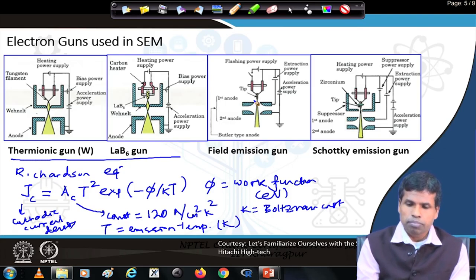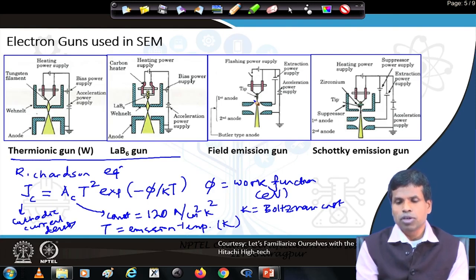Very fine, sharp tungsten tip is used. And when we apply voltage across the cathodic tip of tungsten and anode, then what will happen? A large field will be accumulated at the tip of the tungsten wire, and at that high field, electrons will tunnel through the barrier, which is nothing but the work function. Electron will tunnel through from the Fermi level to the vacuum level and will be emitted.